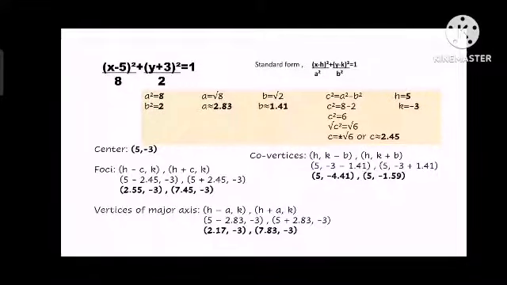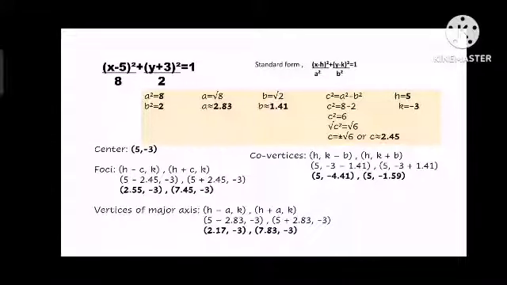Lastly, we have to find the vertices of the minor axis, or the co-vertices. Remember that b is equal to 1.41. So to find the co-vertices, we have (h, k minus b) and (h, k plus b). So that would be (5, negative 3 minus 1.41) and (5, negative 3 plus 1.41). So, simplifying, we have the co-vertices of (5, negative 4.41) and (5, negative 1.59).